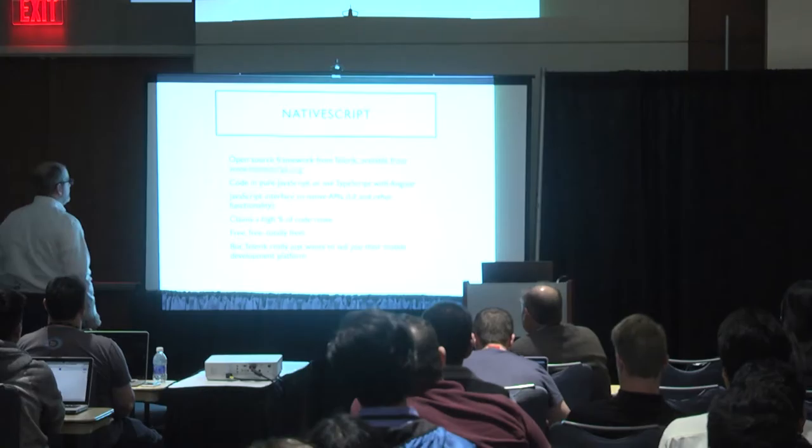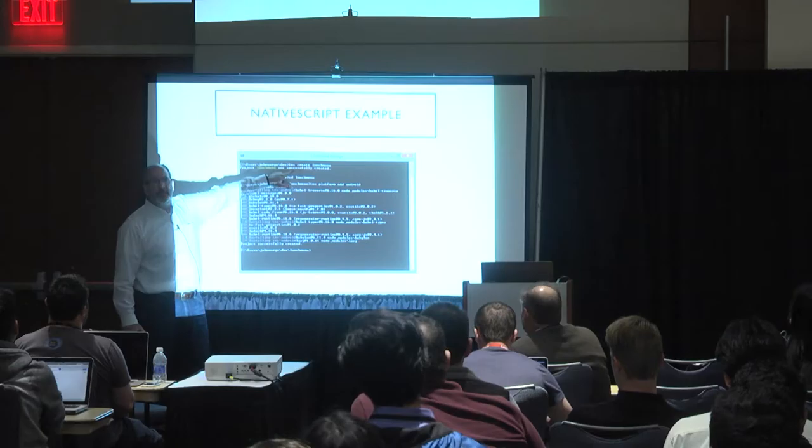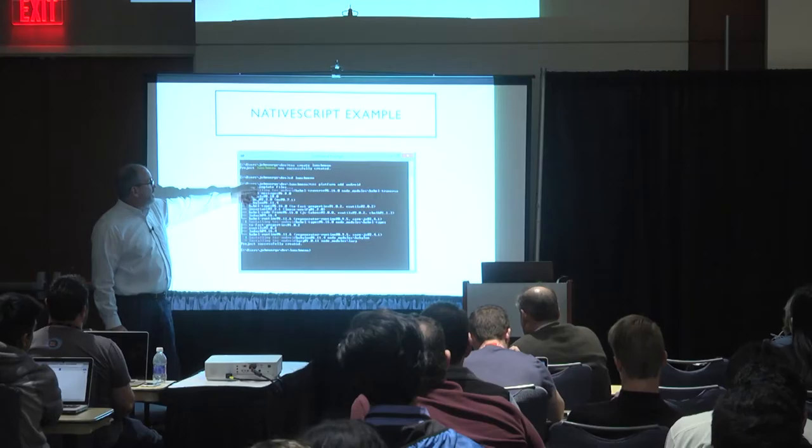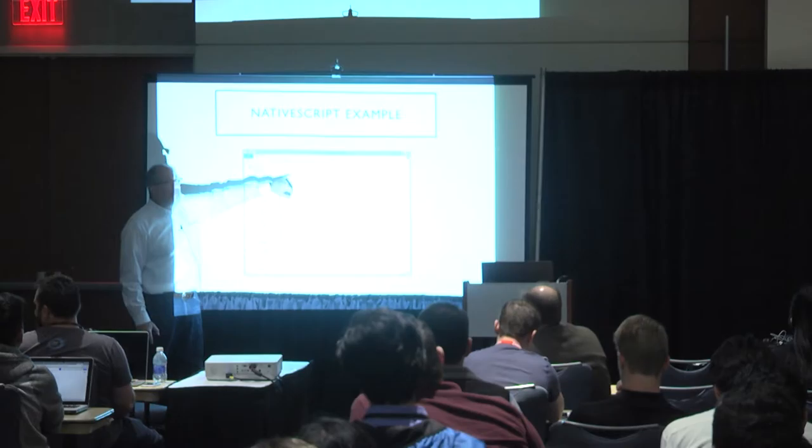Same thing. I open up a terminal window. I say tns, which is Telerik NativeScript, create lunch menu. And it creates a folder with a bunch of stuff in it. And I just go to that folder, and I'm ready to go. If you could read this screen, you would see there's a package.json, there's a platforms folder, there's a node modules folder, because it's all based on node, and at the top is an app folder.